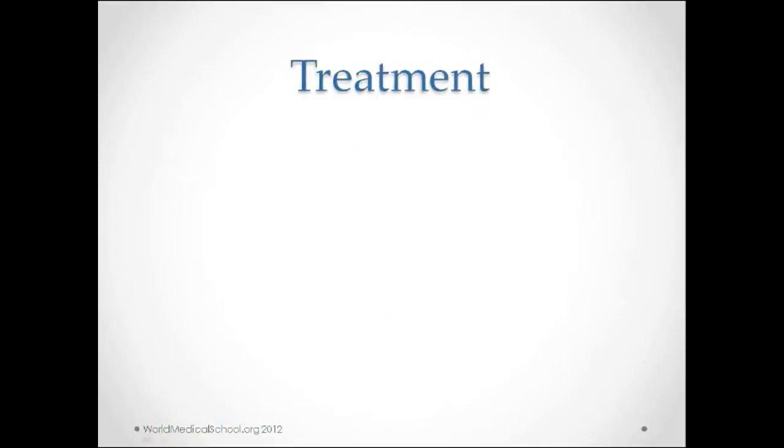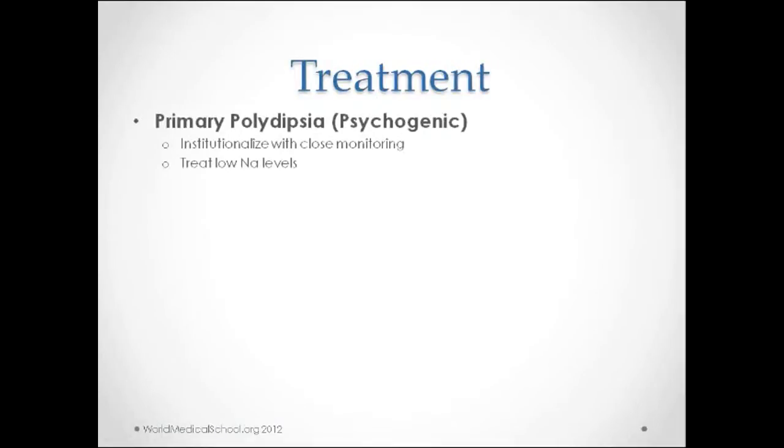The treatment of primary or psychogenic polydipsia involves institutionalizing the patient with close monitoring. Low levels of sodium need to be corrected as well. In central diabetes insipidus, since the problem is a deficiency in ADH, you treat them by giving ADH. Desmopressin is a modified form of the normal hormone arginine vasopressin. It binds to the V2 receptors in the renal collecting ducts and increases water reabsorption.